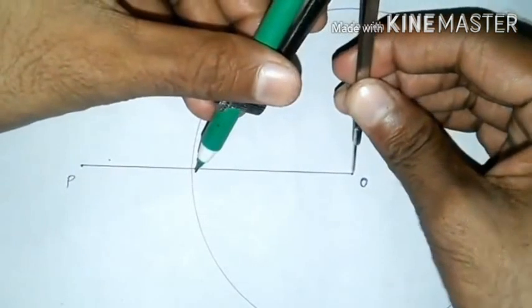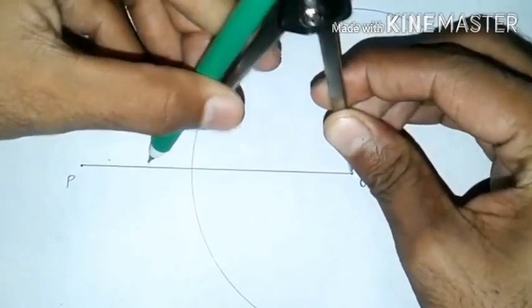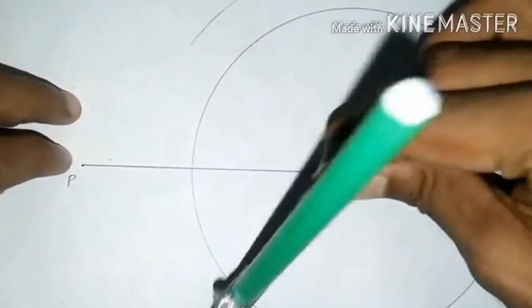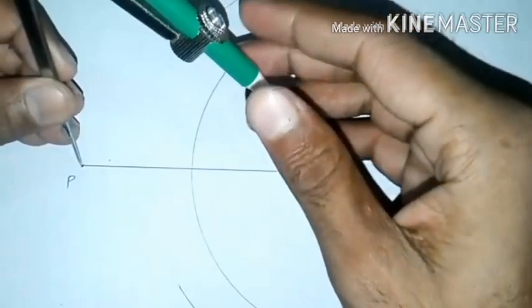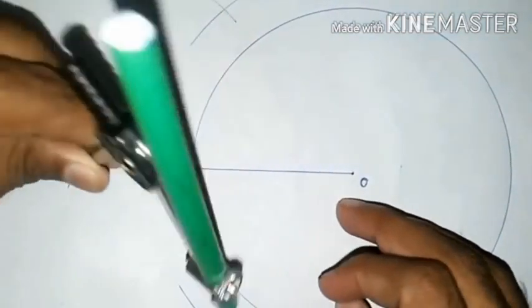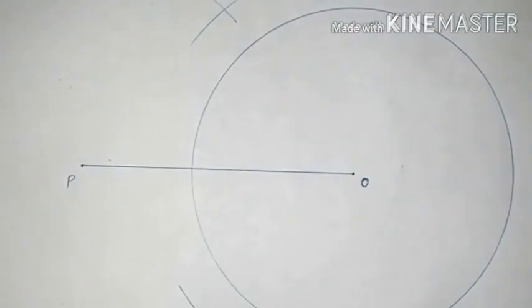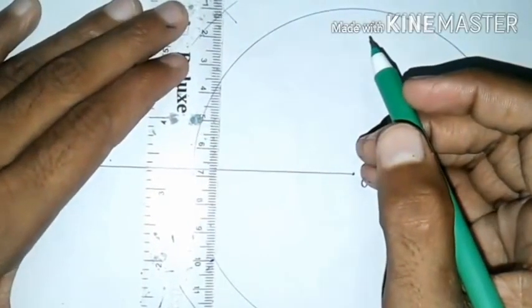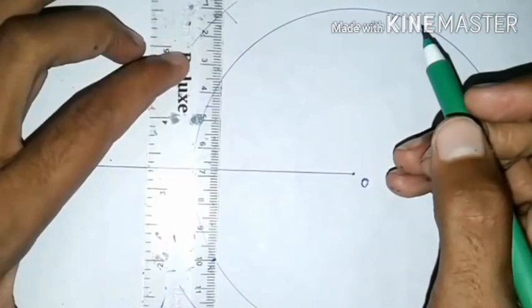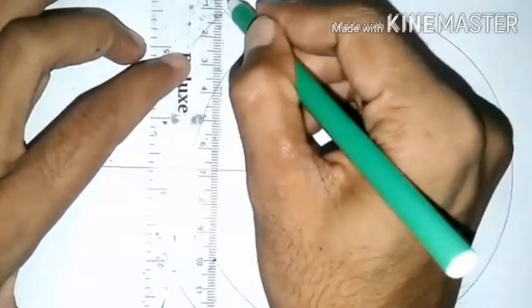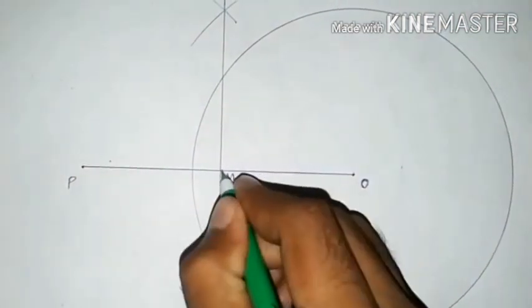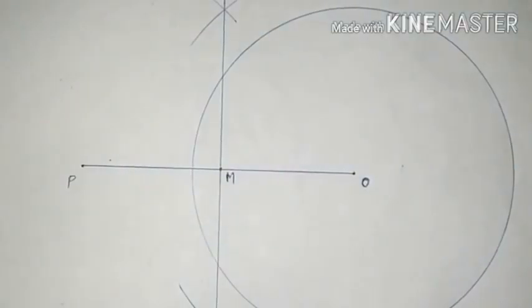We have to draw the perpendicular bisector of OP. For that, take more than half of length of OP at O. Draw the arc up and down of line OP, and using the same radius, fix at P and cut the previous arcs. Now using your ruler, join the two points of intersection of the two arcs. Label the midpoint of PO as M.